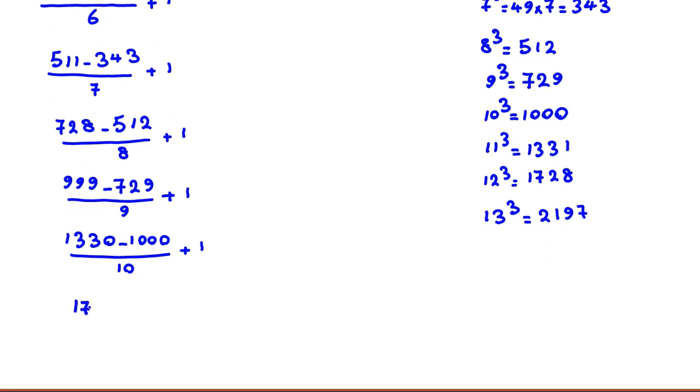Next one is 1727 minus 1331 divided by 11 plus 1. And last part, we know that we should subtract 1728 divided by 12 plus 1. But we know 2197, we consider our numbers are from what to what?